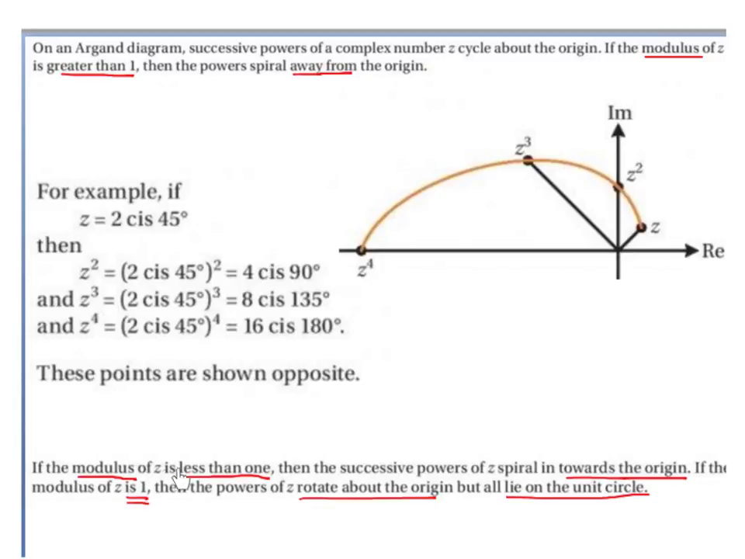If the modulus of z is less than 1, then the successive powers of z spiral towards the origin. If the modulus of z is 1, then the powers of z rotate about the origin but lie on the unit circle. And that is because whether we square 1 or cube it, it will always still just be 1. So it doesn't matter what the power is, the modulus will continue to be 1. Because 1 to the power of anything is 1.